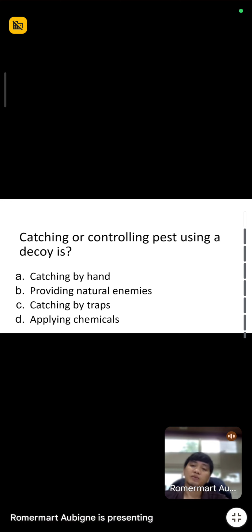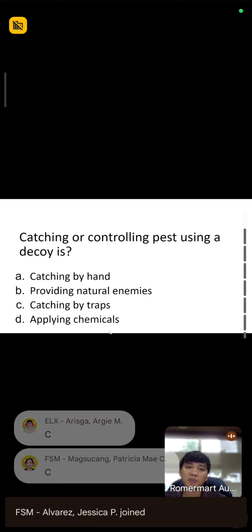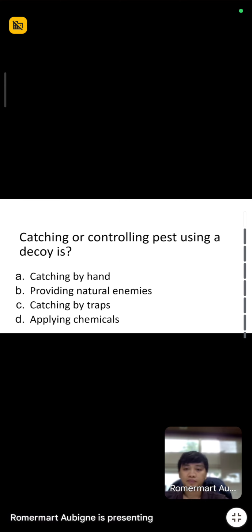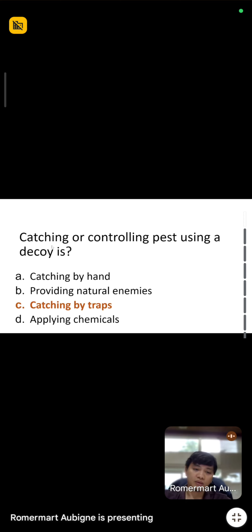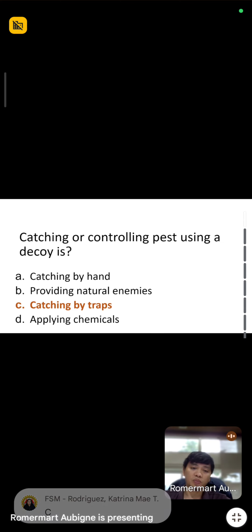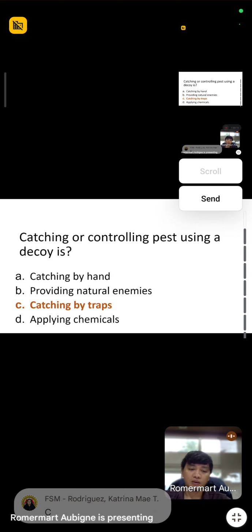Catching or controlling pests using decoy, what do you call this? A. Catching by hand. B. Providing natural enemies. C. Catching by traps. D. Applying chemicals. Sagot po natin dito. Okay. Yes po, tama. Catching by traps.